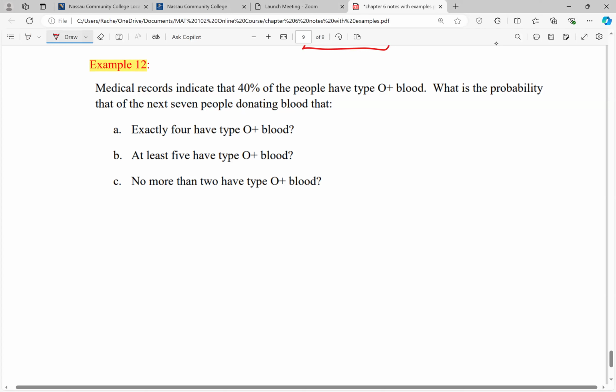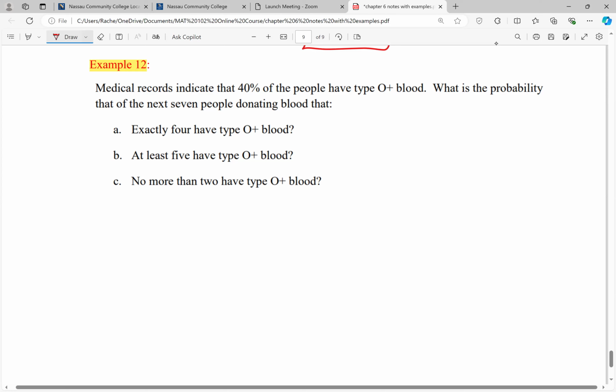So this example says medical records indicate that 40% of the people have type O positive blood. What is the probability that of the next 7 people donating blood, A, exactly 4 have type O positive blood, and then we have a part B, and C. Before we even look at part A, let's examine what type of experiment is taking place here.